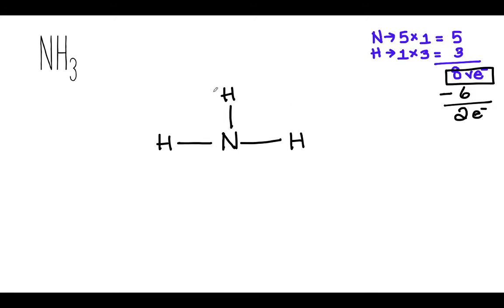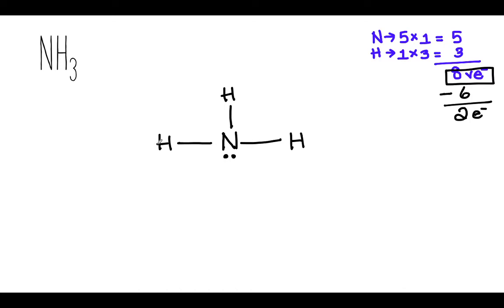So after I've looked at the outermost elements, I have to look at my central element. How many electrons does this have? So it has 1, 2, 3, 4, 5, 6. And I've got the 2 left over, so I'm going to add these as a lone pair.